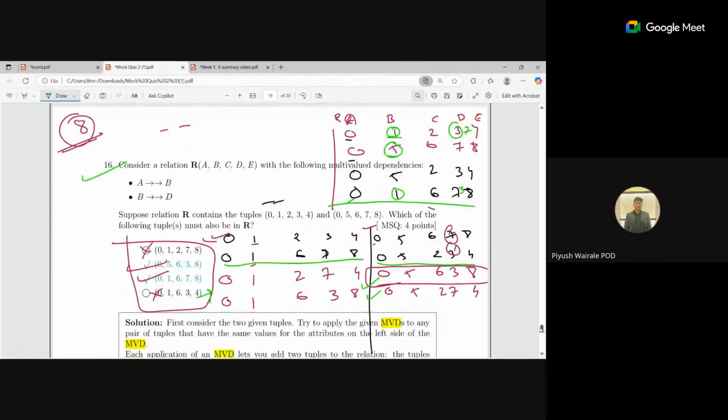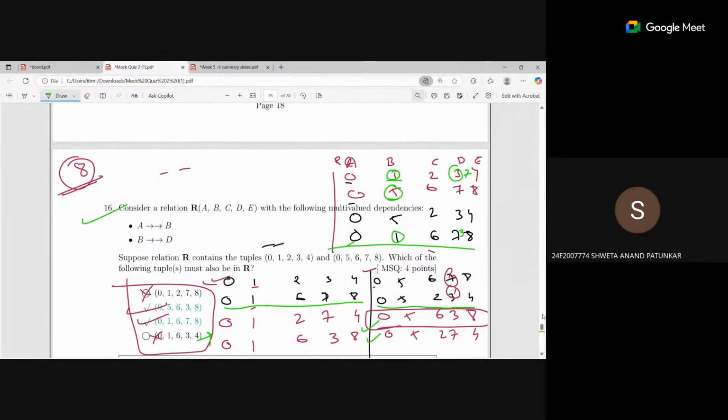Sir, in this question, how many tuples do we need to add to make it an MVD? Here we have been given 2 tuples. So a total of 8 tuples are required here, right? So 6 tuples we have to add: 2 for this one, 2 for this one, and 2 for this one. Sir, is there any formula for the final value, the minimum number of tuples? No, we don't have any formula for MVD.